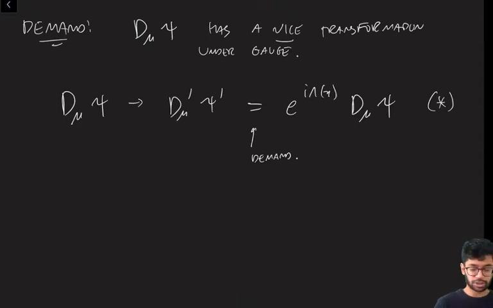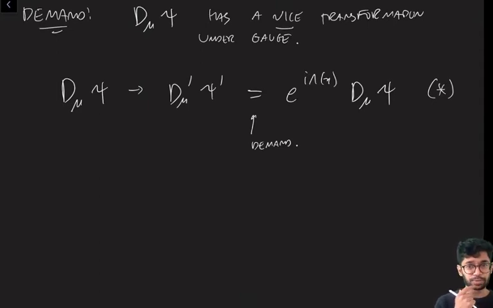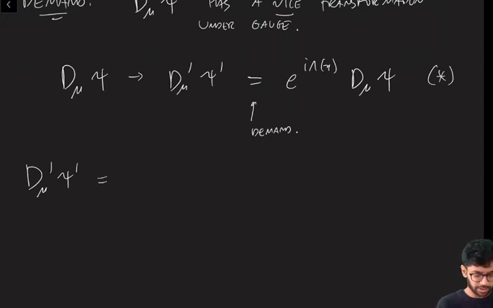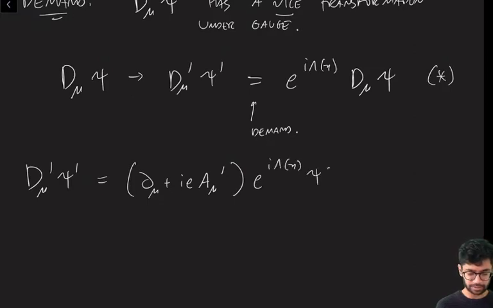Okay, so let's see what we need A mu prime to do to make this happen. Let's expand everything out. So in particular, I have here D mu prime psi prime. So what is this? By the definition of capital D mu, this is partial mu plus i e A mu prime. And from the definition of psi prime, this is e to the i lambda of x times psi of x.